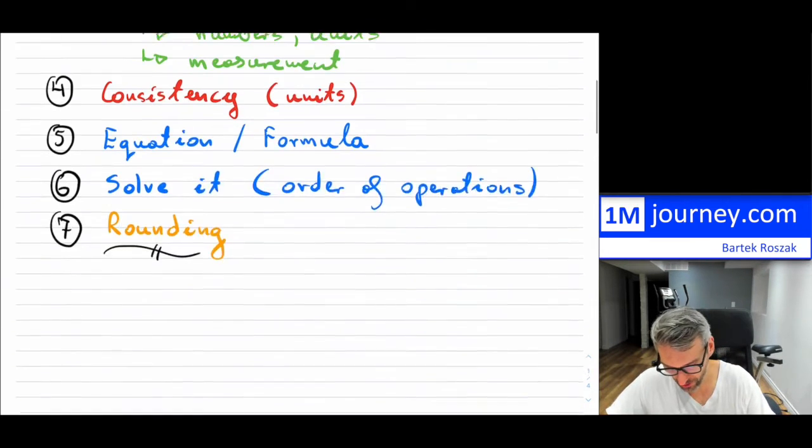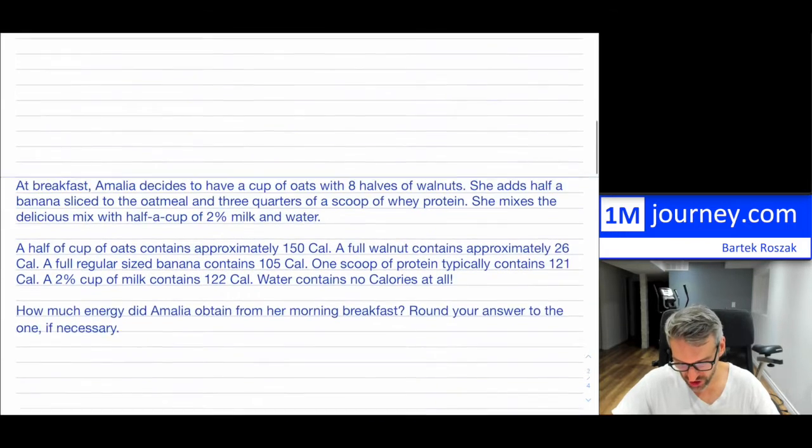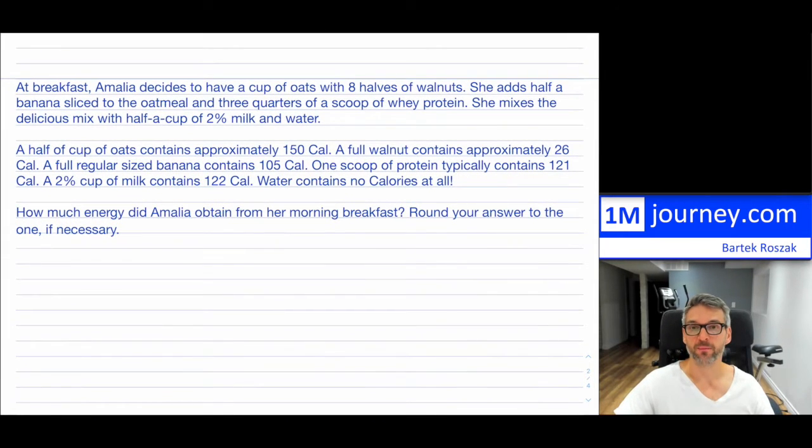So in step number 1, it says, what am I solving for? Meaning, what are they actually asking you to solve for? That's a lot of junk that they provided, but they're just asking you for one thing. And it's always typically at the end. But you're gonna have to dissect it and try to see what are they asking me? The question is, how much energy did Amalia obtain from her morning breakfast?